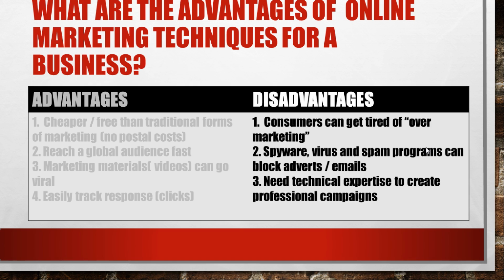People get fed up of pop-ups or emails with certain keywords in them, and the company might waste their time sending all this because the consumers are blocking it or stopping it coming through, or people might think it's a virus or whatever. There are other disadvantages too: you need technical expertise to create professional campaigns, websites, blogs, videos. It can be really expensive. Although you can get stuff cheaply, the really good stuff that you would probably click on and watch, like a video, is probably quite well produced and directed.